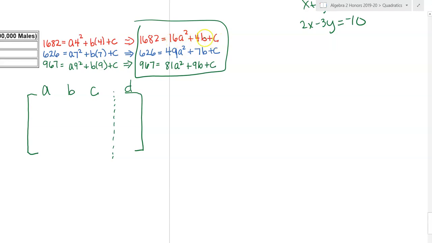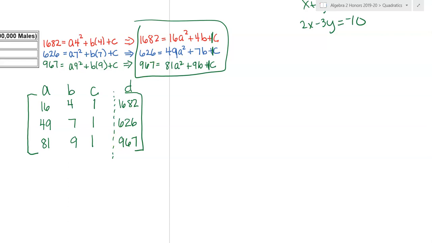So 16, 4, this implied 1, equals the 1682. Next one, 49, 7, this implied 1, equals 626. Third one, 81, 9, and this implied 1, equals 967.